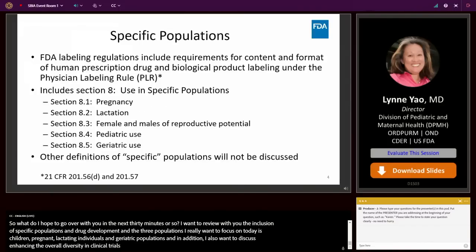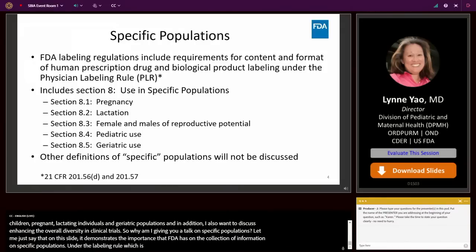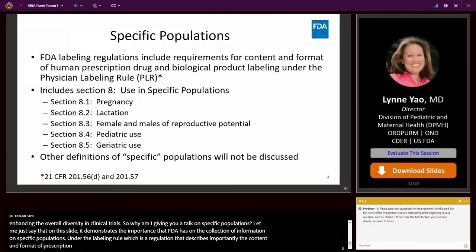So why am I giving you a talk on specific populations? Let me just say that on this slide, I think it demonstrates the importance that FDA has on collection of information on specific populations. Under the physician labeling rule, which is a regulation that describes, importantly, the content and format of prescription drug and biologic product labeling, there are specific sections under Section 8 that describe important information that should be included in specific populations, and you can see sections 8.1 through 8.5 listed here.